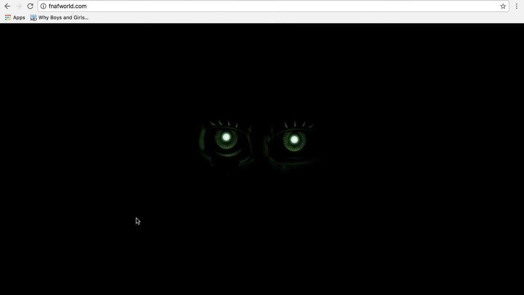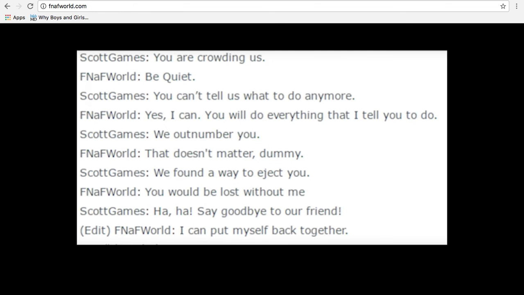All right, so on the image right there, the first line is from Scott Games. You are crowding us. FNAF World says, be quiet. Scott Games, you can't tell us what to do anymore. FNAF World, yes I can. You will do everything that I tell you to do. Scott Games, we outnumber you. FNAF World, that doesn't matter, dummy. Scott Games, we found a way to eject you. FNAF World, you would be lost without me. Scott Games, haha, say goodbye to our friend. Edit, FNAF World, I can put myself back together.